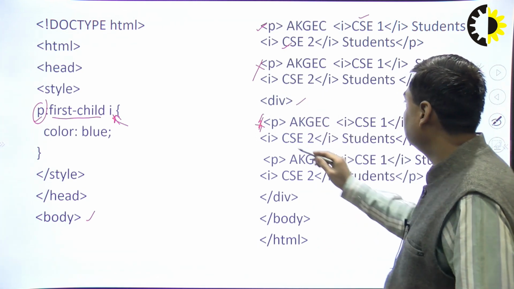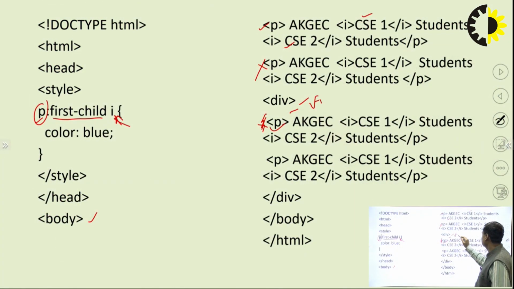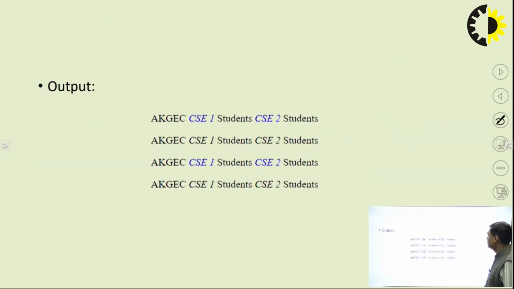Now in the div element, this P element is the first child of the div element. So this P element will be considered. Now in this P element we have taken all the I elements, this I will be considered and the second I will be considered. Now this second P element will not be considered because it is not the first child of the div element. Similarly, the second P here will not be considered because it is not the first child of the body element. Now we are running this program.